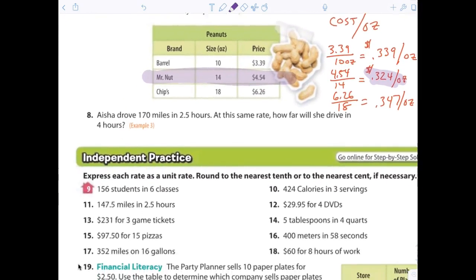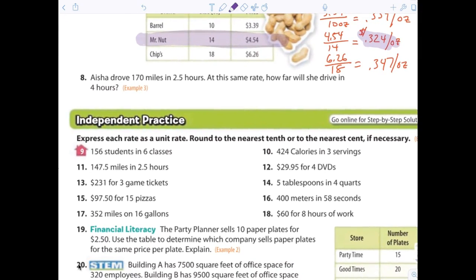All right, so now let's go. Last one for me. Number 8. Okay, it says Aisha drove 170 miles in 2.5 hours. And at the same rate, how far will she drive in 4 hours? So now I need to figure out how much she's driving per hour. All right, so if I'm going to find out how much, how do I figure that out? We put 170 over 2.5.